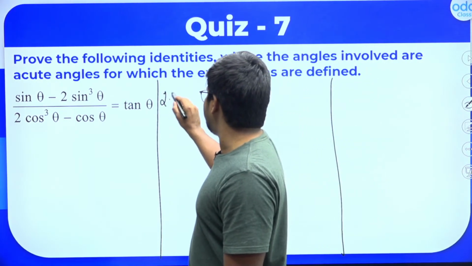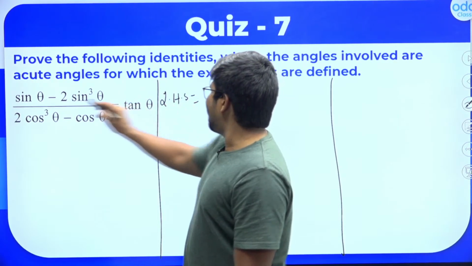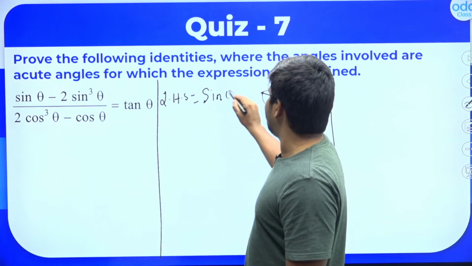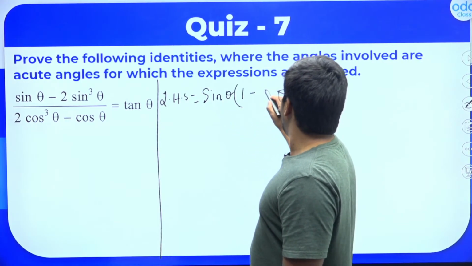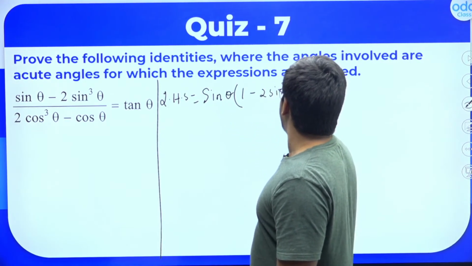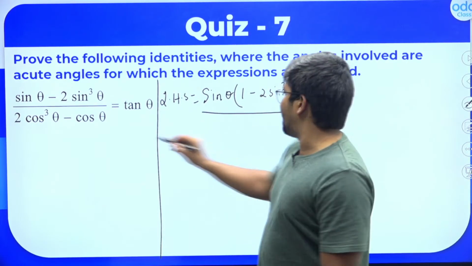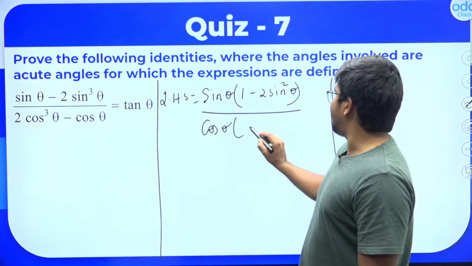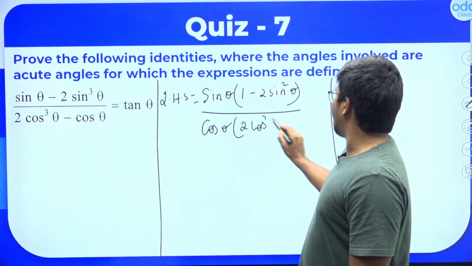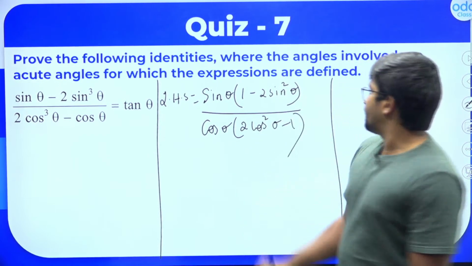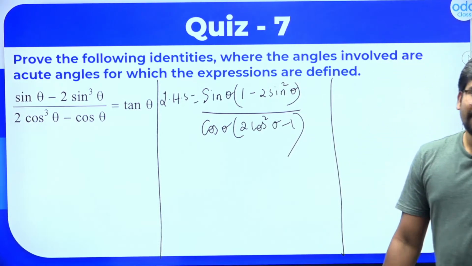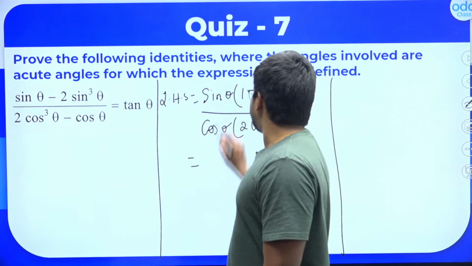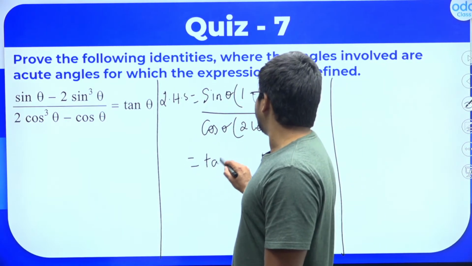In the LHS, you can take sin theta common in the numerator, right? So when you take sin theta common, it will be sin theta into (1 minus 2 sin square theta) whole divided by, here you can take cos theta common, so it will be cos theta into (2 cos square theta minus 1). This is what it will change to. Correct or not? So this is what we have. So this is equal to sin theta by cos theta, I can fairly write it as tan theta.